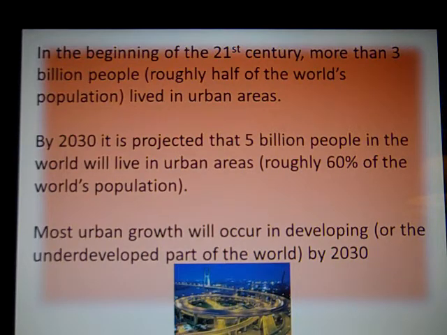So we were talking about how it's projected that roughly 60% of the world's population will be living in areas that are defined as urban, and that most of this urban growth is going to occur in the underdeveloped or the poorer parts of the world by 2030.